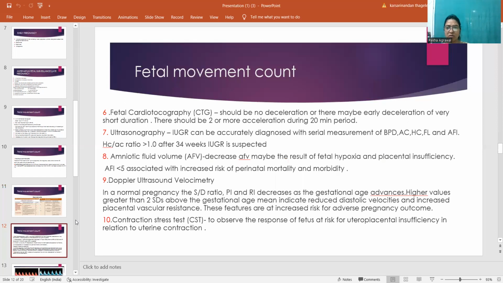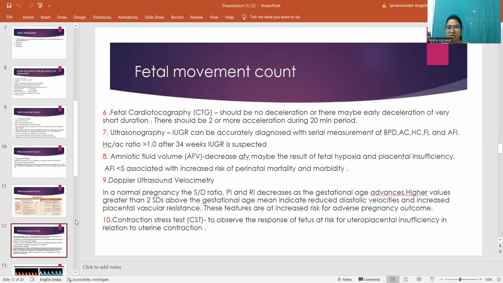Doppler ultrasound is very important. In a normal pregnancy, the S/D ratio, PI, that is the pulsatility index, and the resistance index decrease as the gestational age advances. But higher values greater than 2 SD above the gestational age mean there is reduced diastolic flow and increased placental resistance. So these are in favor of a worse outcome and IUGR.